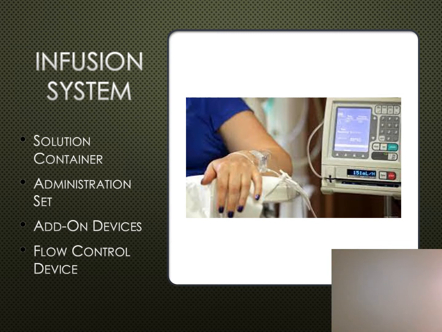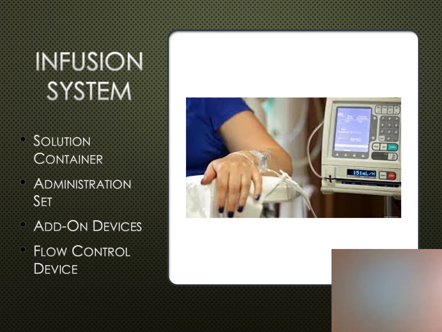The administration set is the tubing that attaches the solution container and connects to the IV access device. It is available in different lengths and diameters. We have a macro drop, which is 10, 15, or 20 drops per mL. In other words, it allows, for example, 10 drops to come through the drip chamber, and those 10 drops would equal 1 mL.